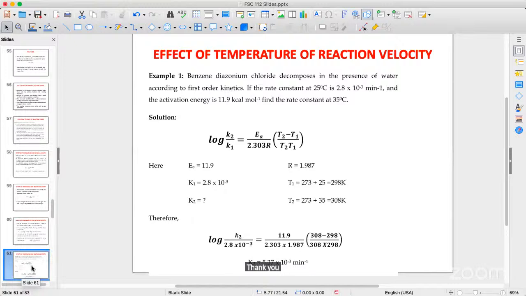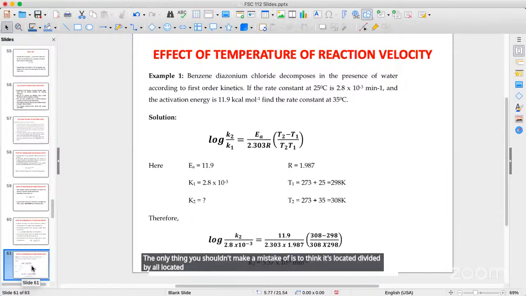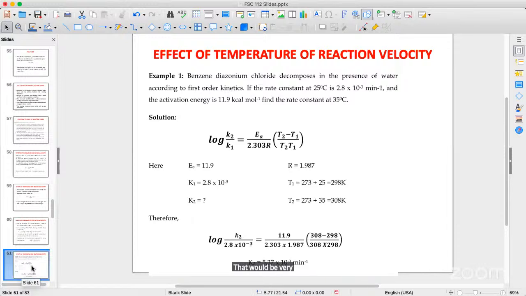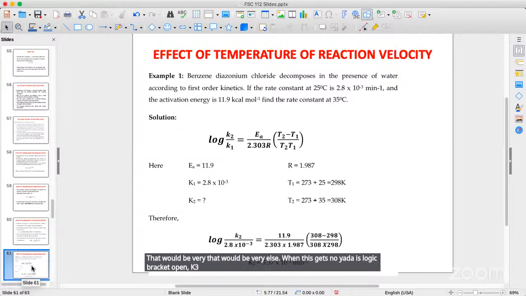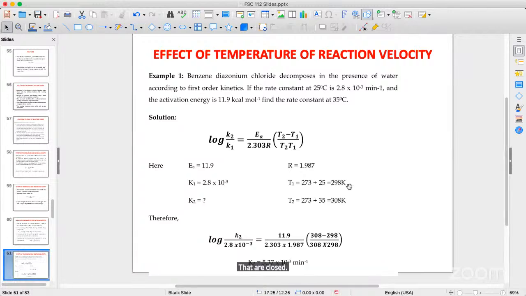Thank you, sir. The only thing you shouldn't make a mistake of is to think it's log K2 divided by K1 with the log applying only to K2. Now, that would be something else. But in this case, what you have is log, bracket open, K2 divided by K1, bracket closed. Okay, so that's where I'm going to stop. I'll see you next class.